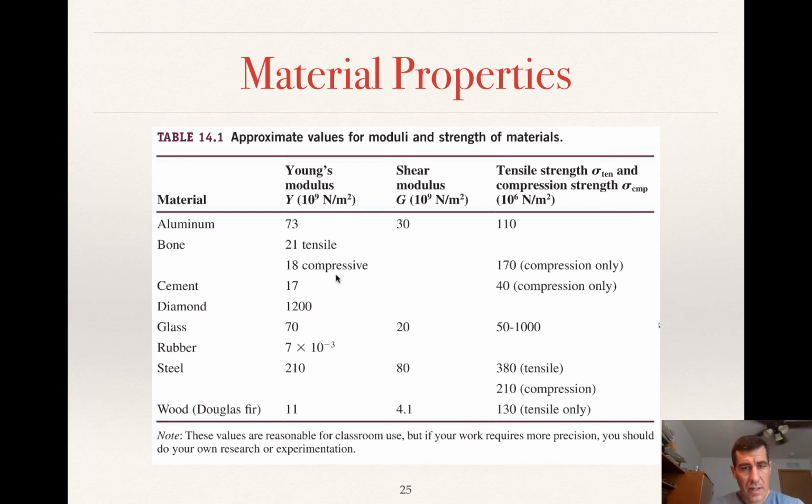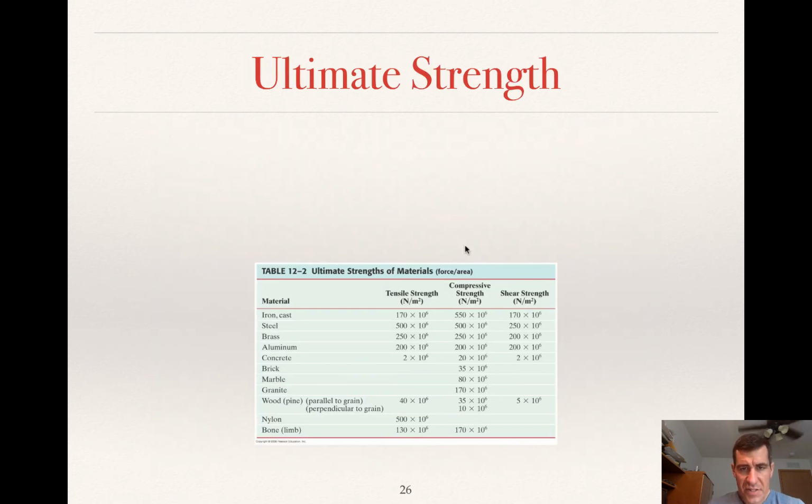Okay, and finally, you can also look at the ultimate strength. So in this table, this is the tensile strength and the compressive strength. Again, most materials are different in the maximum strength under tension and the maximum strength under compression. So this actually is the maximum stress that you can apply. This table here is from a different textbook, but it's the same information: tensile strength, compressive strength, and shear strength. Again, it's actually pretty common, especially for things like wood, that the tensile strengths and the compressive strengths are actually quite different.